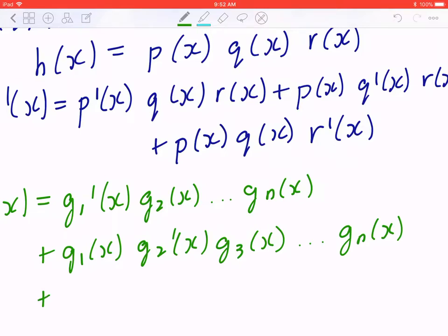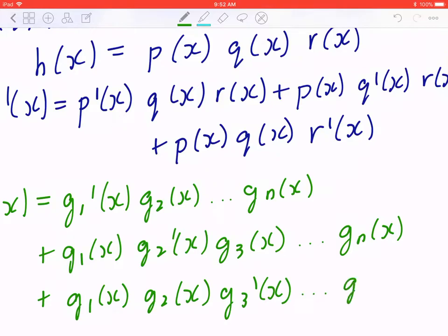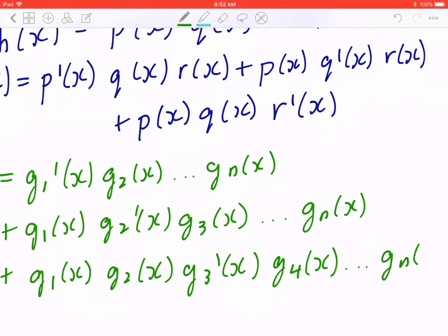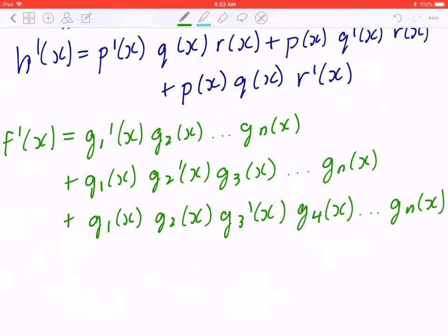Plus, you copy the first term, you copy the second term, you differentiate the third term, and again, you copy everything else. Let's add another term here. Now, you continue doing this until you get all the way to the end. So you continue this pattern until you get to the second last term. So let's say the third last term, g(n-2) of x.